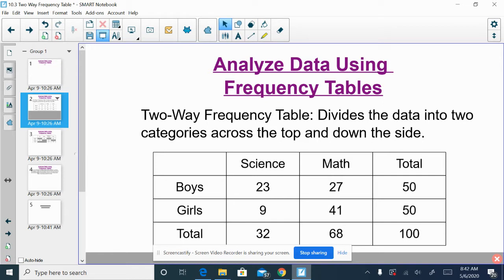It is essential that these have total columns for us to really utilize this information. So obviously, the people who prefer science and math should add up to the total for both boys and girls. And similarly, they should add up vertically. 23 and 9 is 32. 27 and 41 is 68. And the totals here should add up to 100 as well.